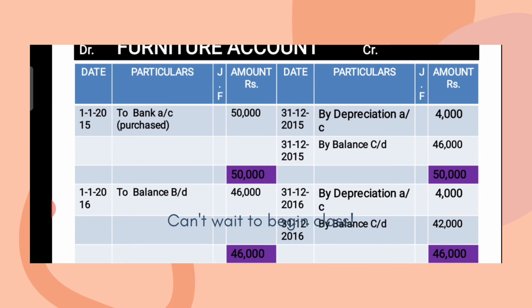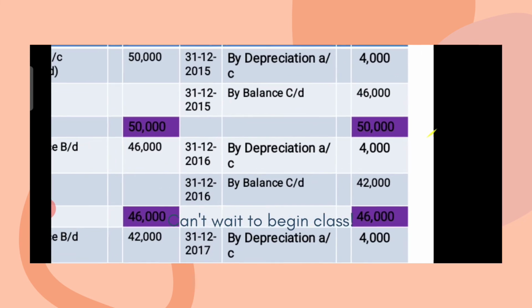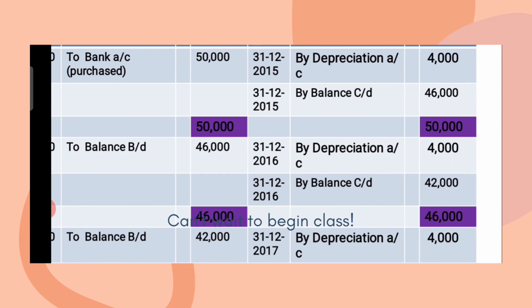On 1st January 2016, on the debit side we write to balance brought down rupees 46,000. Again at the end of the year, 31st December 2016, by depreciation account rupees 4,000. Here we charge 4,000 rupees depreciation on the credit side of the account. Again we find the closing balance: from 46,000 we deduct 4,000, then we get 42,000. This is the closing balance for the second year.